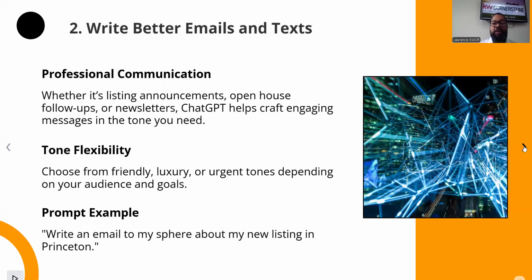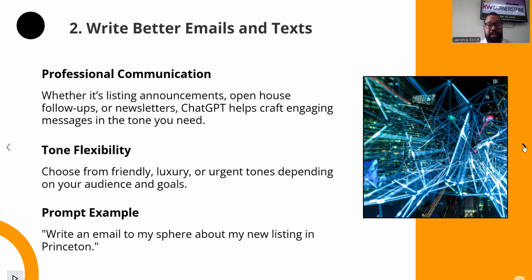So with that, we're going to write better emails and texts. Professional communication, whether it's listing announcements, open house follow-ups, or newsletters, ChatGPT helps craft engaging messages in the tone you need. What's cool about it is that I can write an email and say, hey, make the tone fun, make it serious, make it informative.